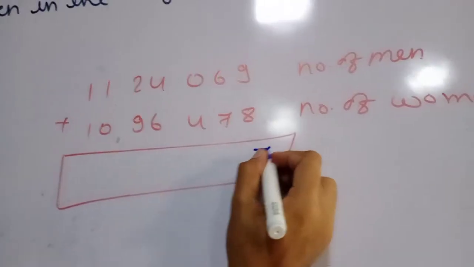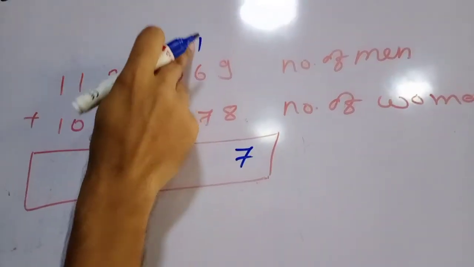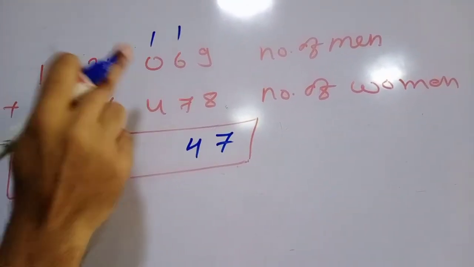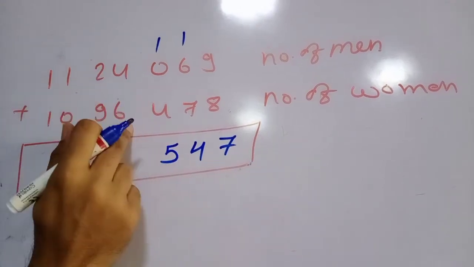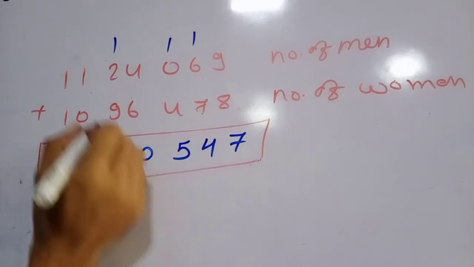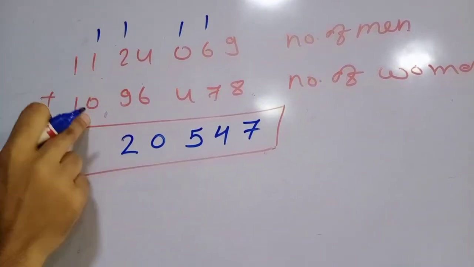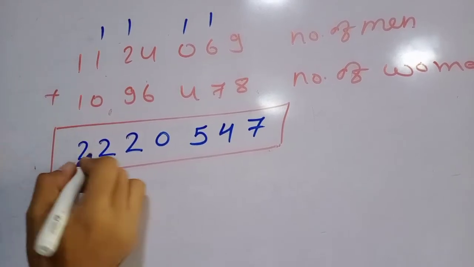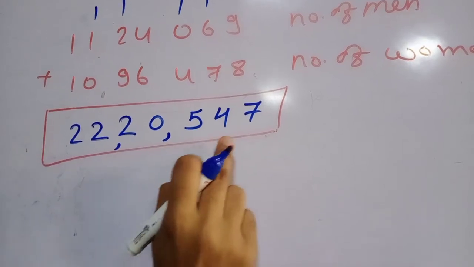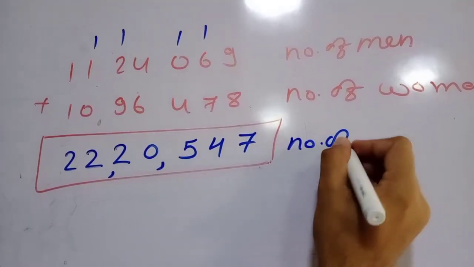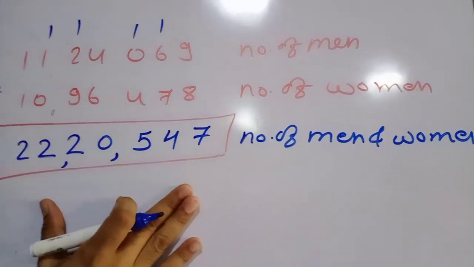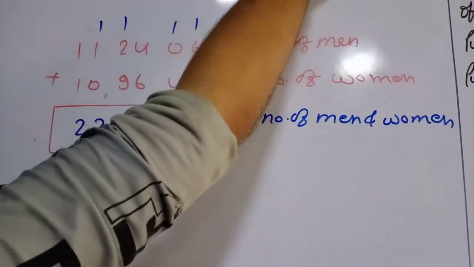9 plus 8, 17, 1 carry. 1 plus 6, 7, 7 plus 7, 14, 1 carry. 1 plus 0, 1 plus 4, 5. 4 plus 6, 10, 1 carry. 1 plus 2, 3 plus 9, 12, 1 carry. 1 plus 1, 2 and 0, 2. 1 plus 1, 2. So here we got 22,20,547, that is the number of men and women. We got the number of men and women, and we have the total number of population.